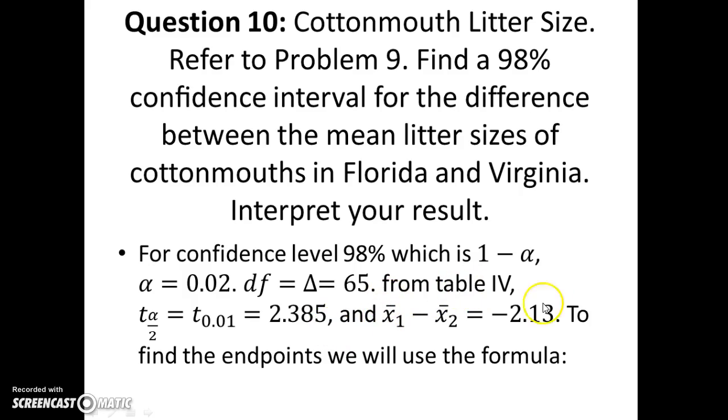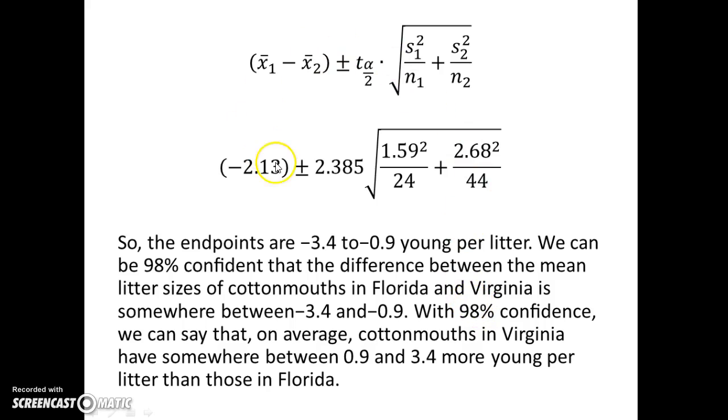The difference of the means is going to be negative 2.13. Then we use this formula and plug the numbers in. After we do that, we get an interval with endpoints negative 3.4 to negative 0.9. It means that we can be 98% confident that the difference between the mean litter size of cottonmouths in Florida and Virginia is somewhere between negative 3.4 and negative 0.9. Or it means that we can be 98% confident that on average cottonmouths in Virginia have somewhere between 0.9 and 3.4 more young per litter than those in Florida.